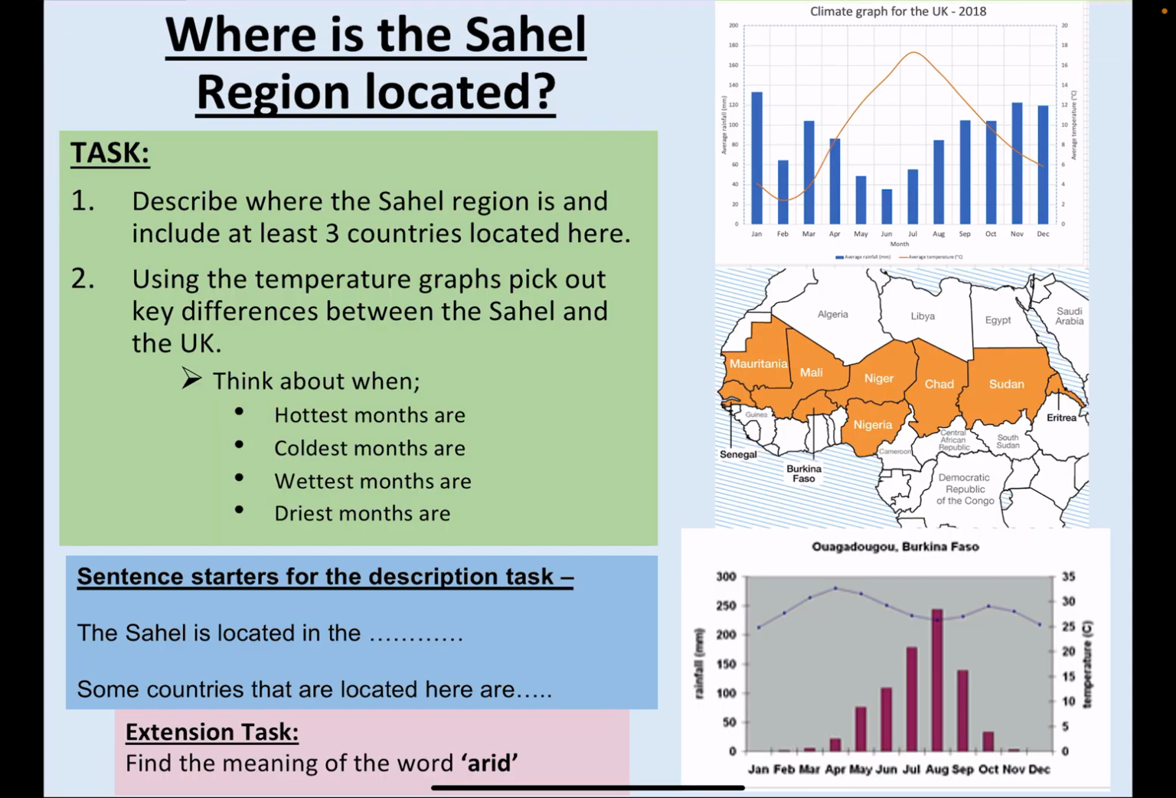Okay, if you finish early, you've got an extension task. Find the meaning of the word arid. Can you write down the subheading, where is the Sahel region located? Then answer questions 1 and 2 using the graphs on this sheet over here.